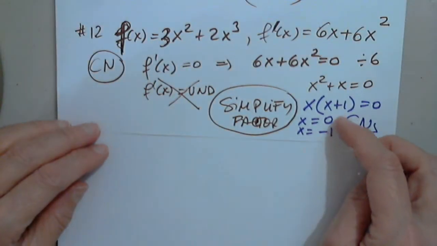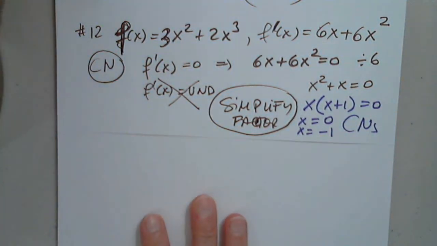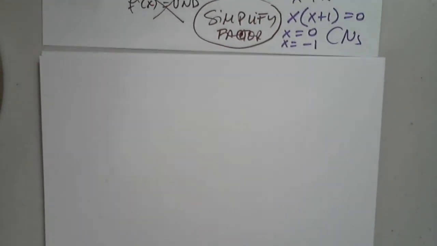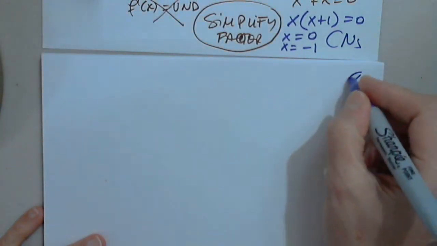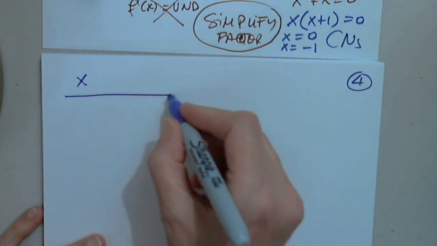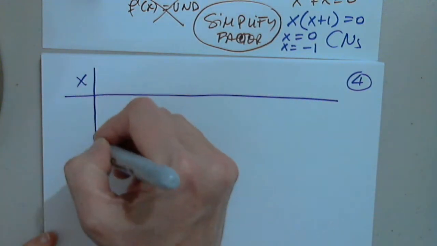Do we know whether they turn into max min? We have no clue. Absolutely no clue. Okay, so back to our table. That's why I insisted, please understand this table, please.